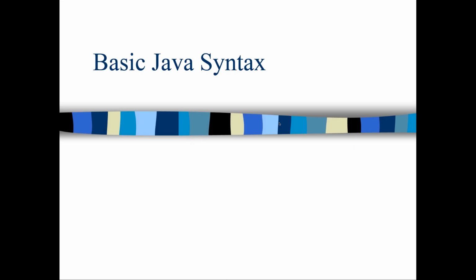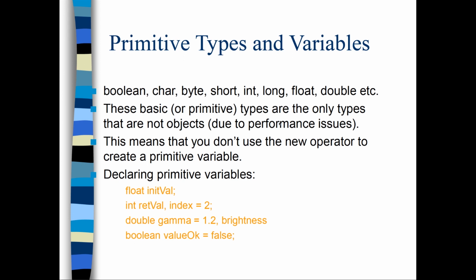Now, let's begin with learning basic Java syntax. So, what are the primitive types and variables supported in Java? As usual, as all the languages support, Java also supports Boolean, character, byte, short, int, long, float, double, etc. as its data types. So these are the basic or primitive data types that are not objects.